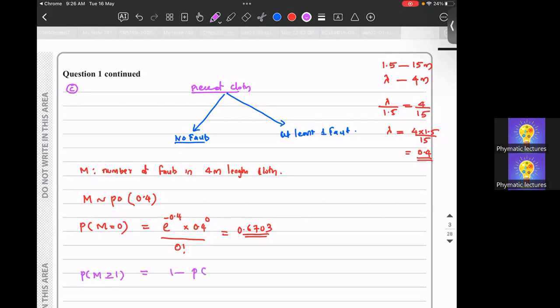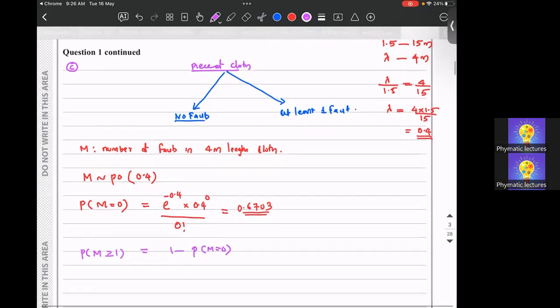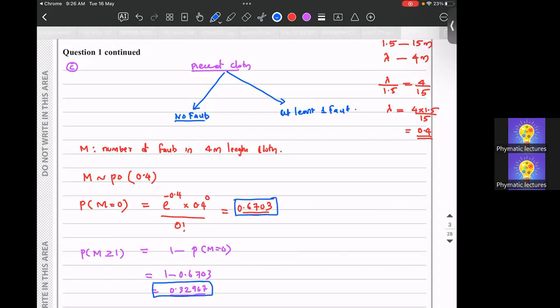Then the probability of at least one fault is 1 minus the probability of M equal to 0, correct? So that is 1 minus 0.6703, which means 0.32967. So we have these two probabilities with us, correct? The probability of no fault is 0.6703, and the probability of at least one fault is 0.32967. Am I right, my dear students?